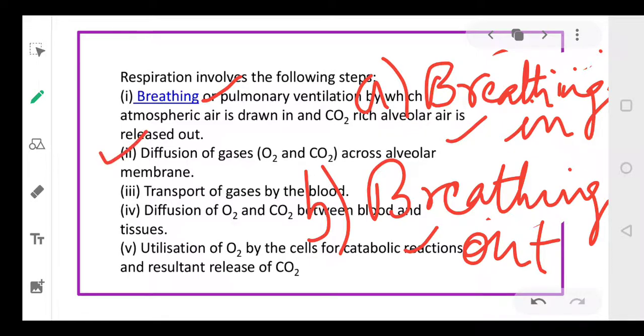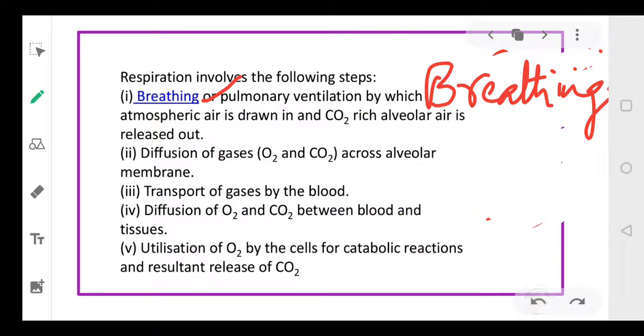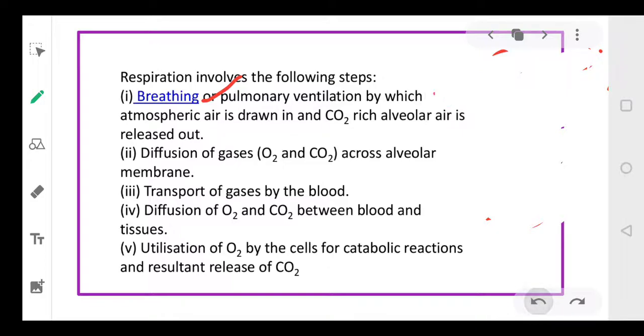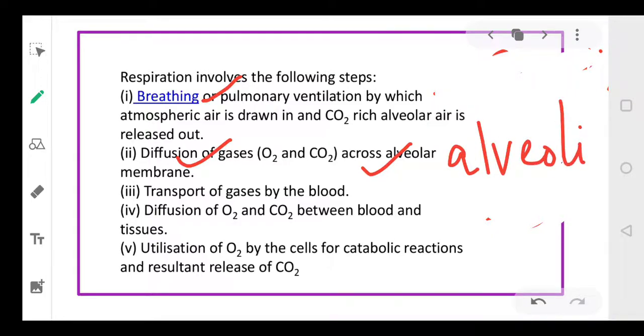The second step is the diffusion of gases across alveolar membrane. ठीक है? Second is the diffusion of gases across alveolar membrane. Now when we breathe in, the oxygen will go into the lungs. Then in the lungs there will be exchange of gases. ठीक है? Exchange of gases. Alveoli जो है, alveoli is a structure which is present in lungs. So lungs में alveoli मौजूद है. Then alveoli will bring about this exchange of gases.